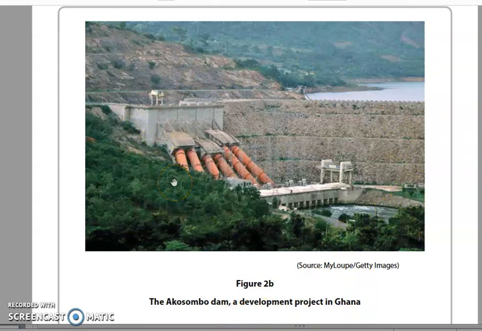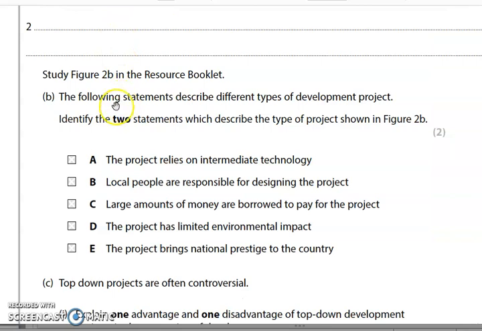When we're talking about development projects, we want to be thinking about the 2 main types, either top down, which are large scale, government funded, governments may go into debt, have to borrow some money, and although they can benefit the country as a whole, they may damage local environments and local people. So if we go back, let's have a look at the question.